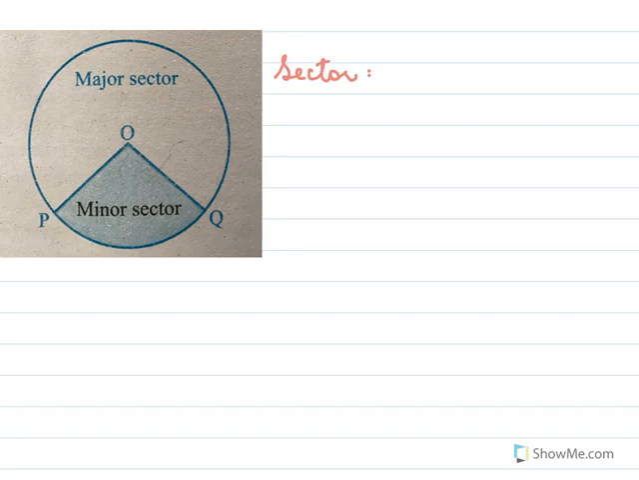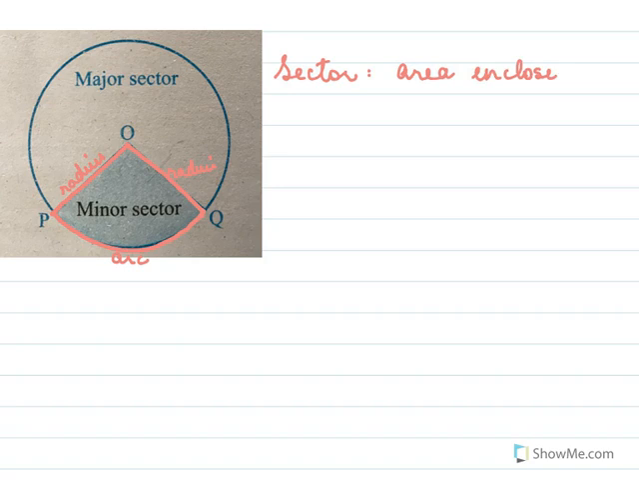Here they have denoted a sector. You have one radius, PO is a radius, OQ is the radius, and here is the arc. This area is called the sector. So we can define sector as an area enclosed between two radii and the arc.